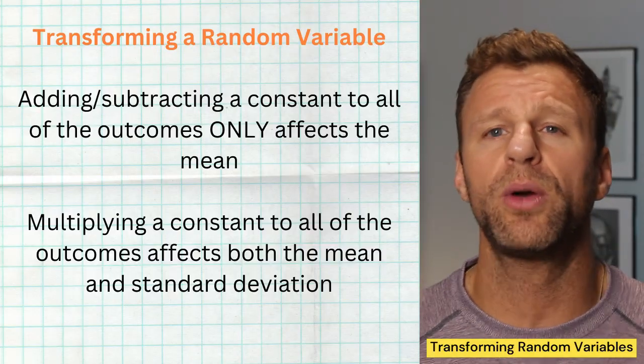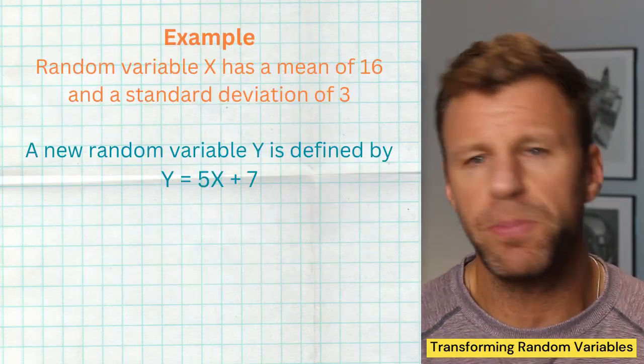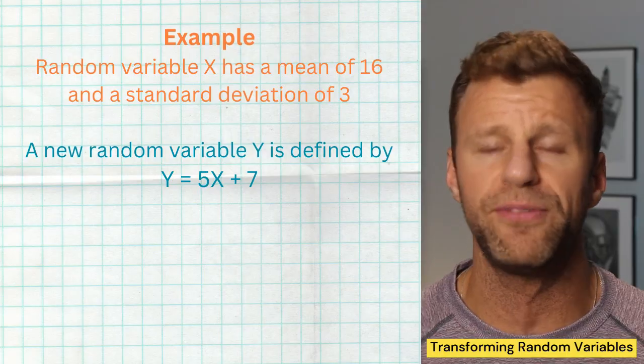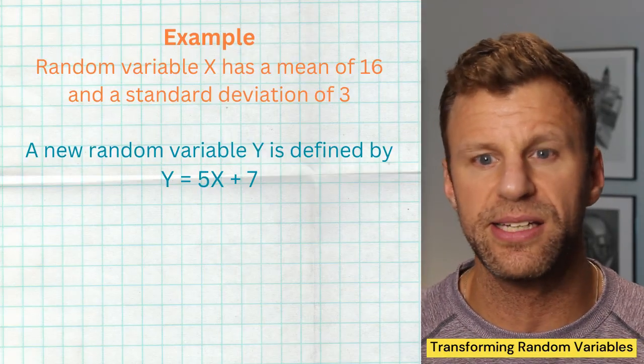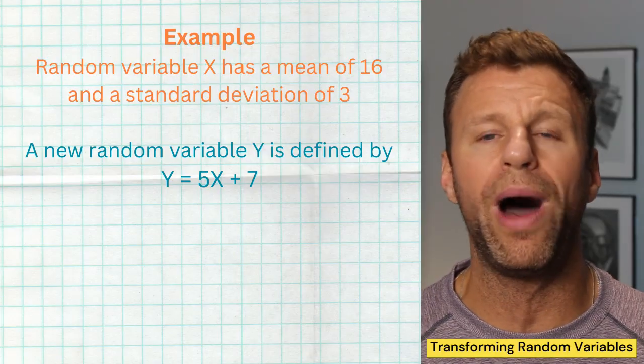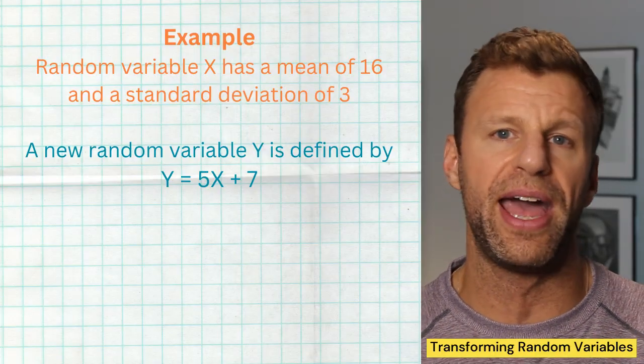So here's a really quick example that you're obviously going to typically see on a unit test or an AP exam dealing with this concept. So we have a random variable x. They tell you the mean is 16, the standard deviation is 3. And then they say, okay, we have a new random variable y that's defined as 5x plus 7.